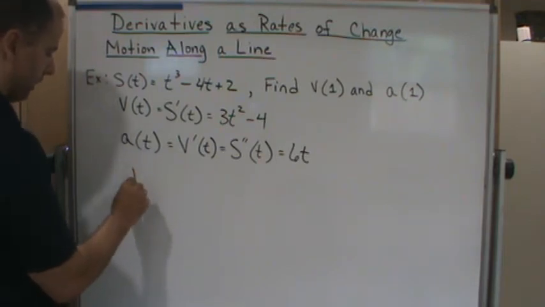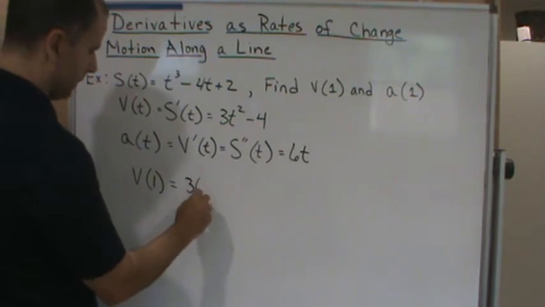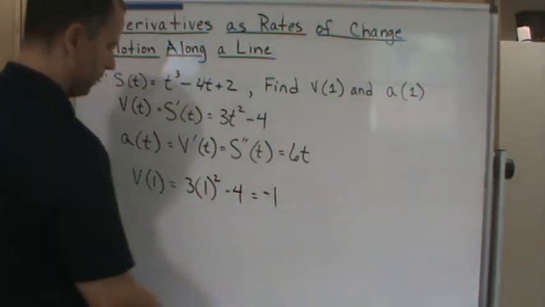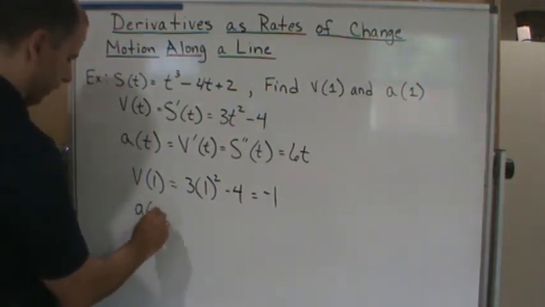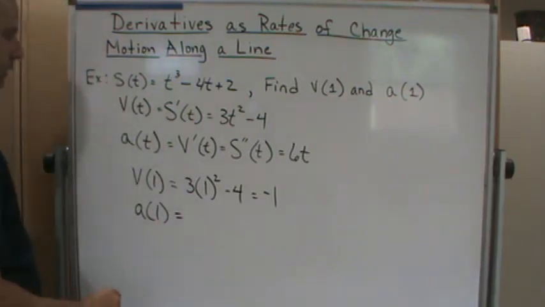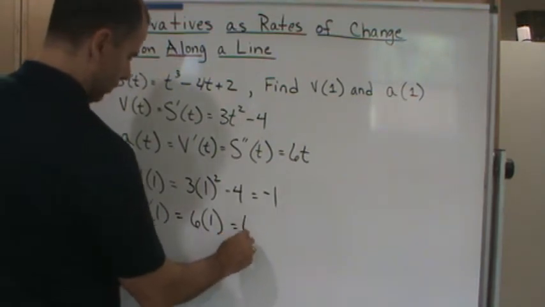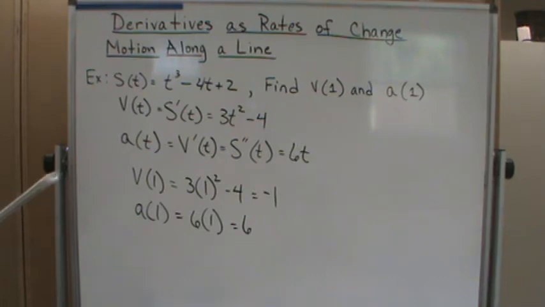Okay? So now we want to evaluate this at 1. Well, so that means v of 1 is equal to what? 3 times 1 squared minus 4, which equals negative 1. And then a of 1 is then equal to what? 6 times t. So that's going to be 6 times 1, which is 6. So again, do we have a context in this problem? No, they don't give us a context, so we have no units.